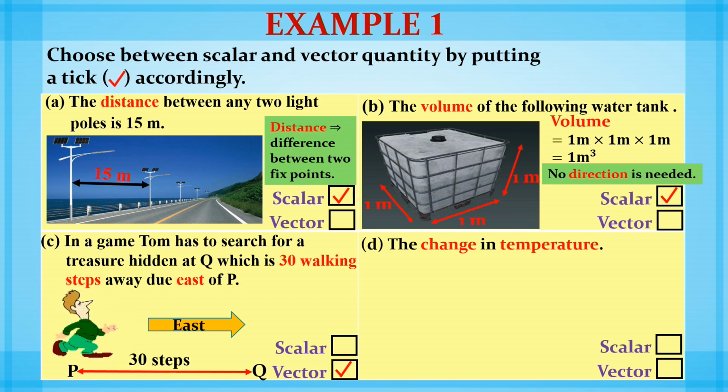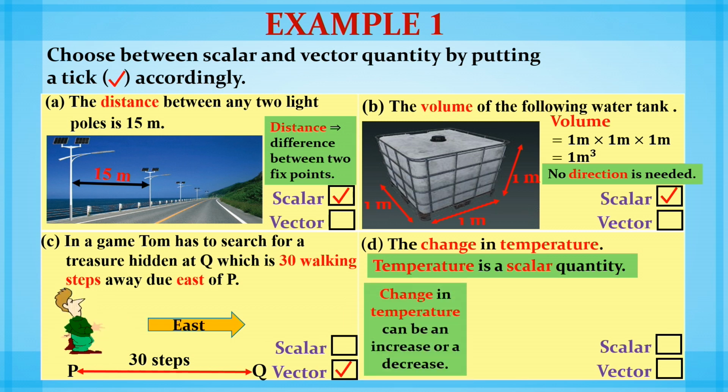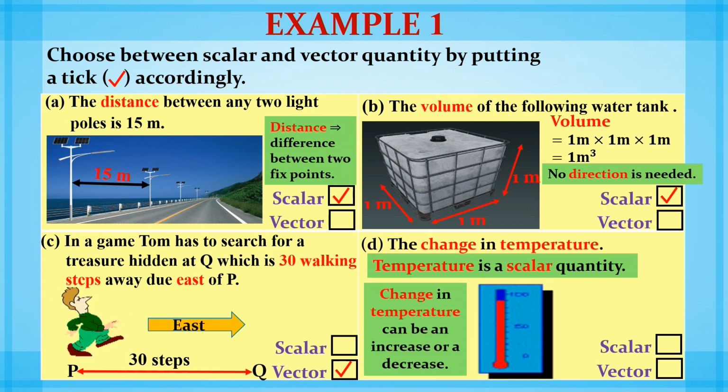Part D. The change in temperature. Friends, temperature is a scalar quantity. For example, the temperature of this room is 25 degrees Celsius. Now, change in temperature can either be an increase or a decrease, which involves direction. Therefore, change in temperature is a vector quantity.